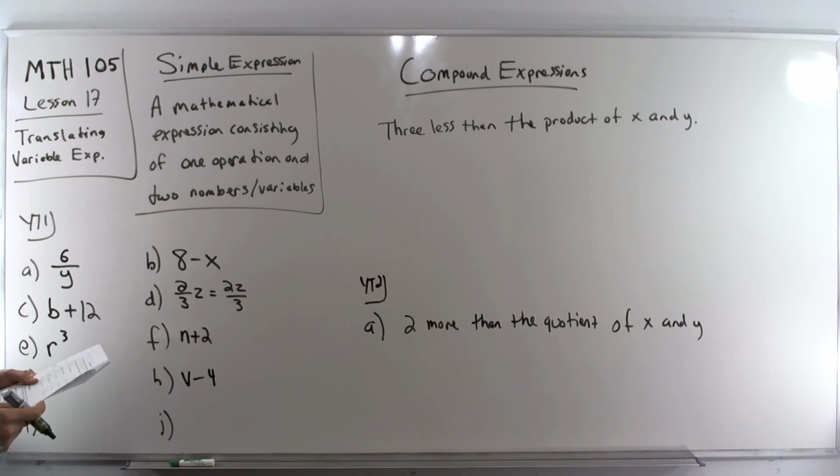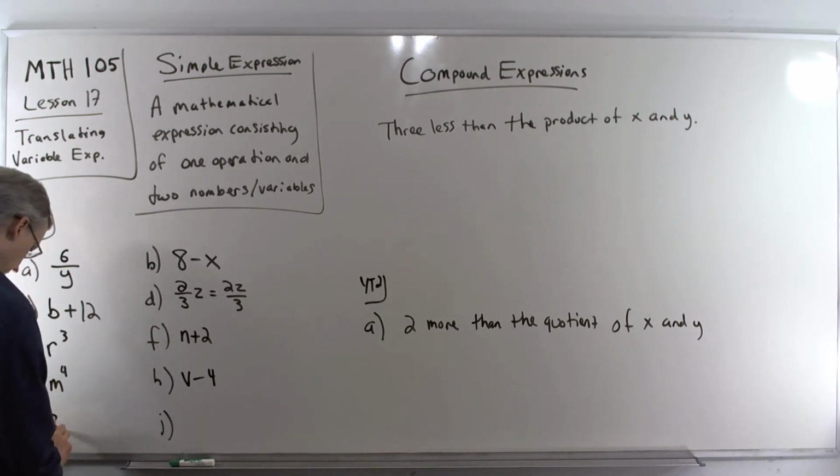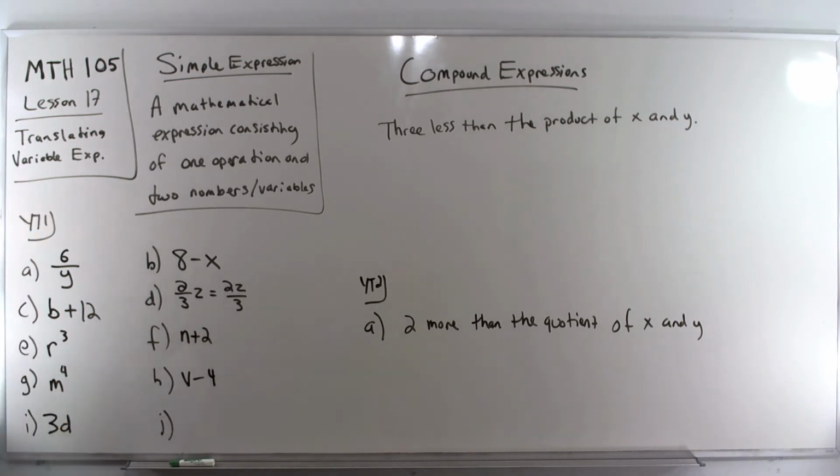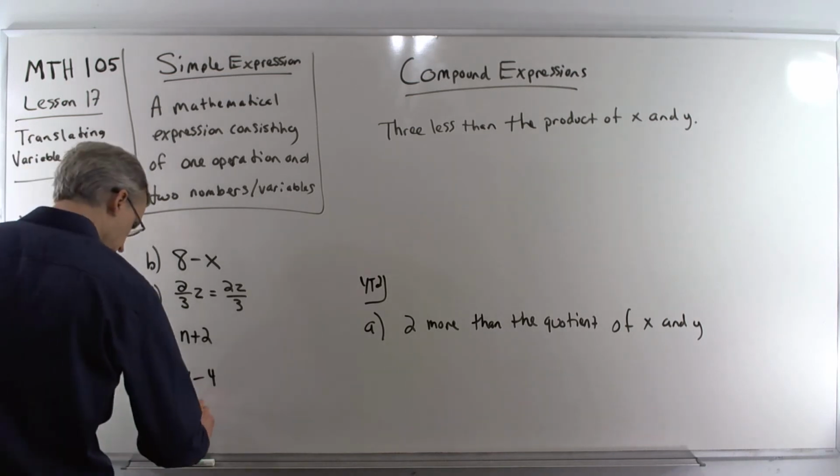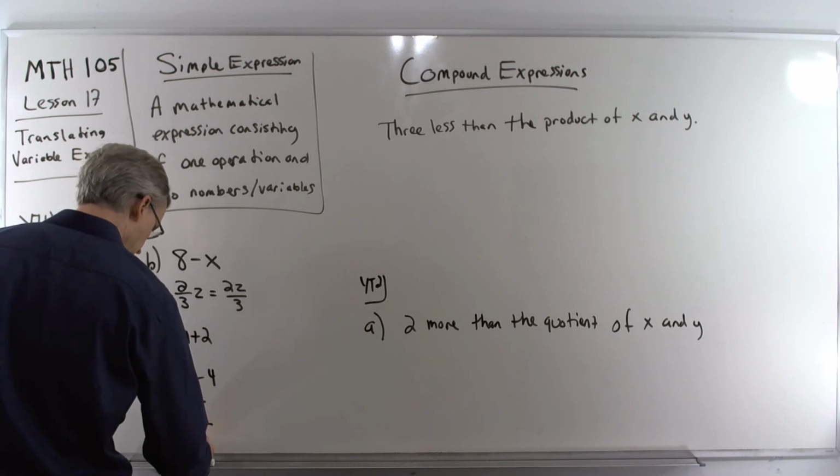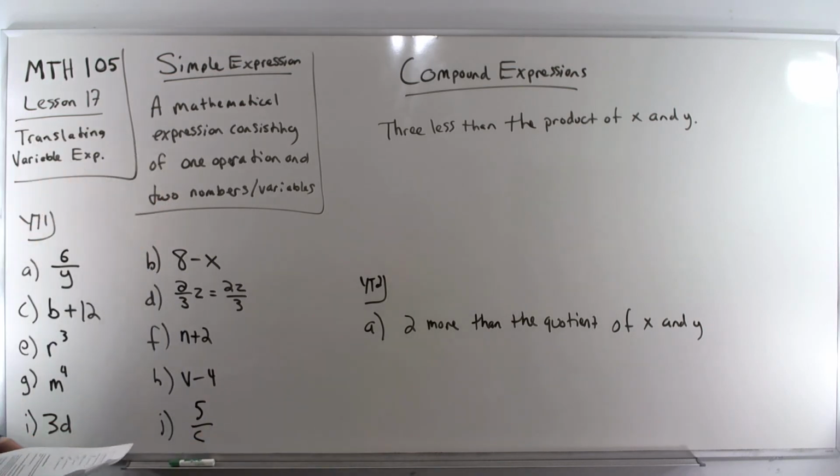I, the product of 3 and d. Product is multiplication, so that is 3d. Don't need to write the multiplication symbol in between. If we have a number next to a variable, it's assumed to be multiplication. And finally, J, the quotient of 5 and c. Quotient is division, so we get 5 over c. So that is all there is to translating simple expressions. Just make sure you get the operation right and the order right.